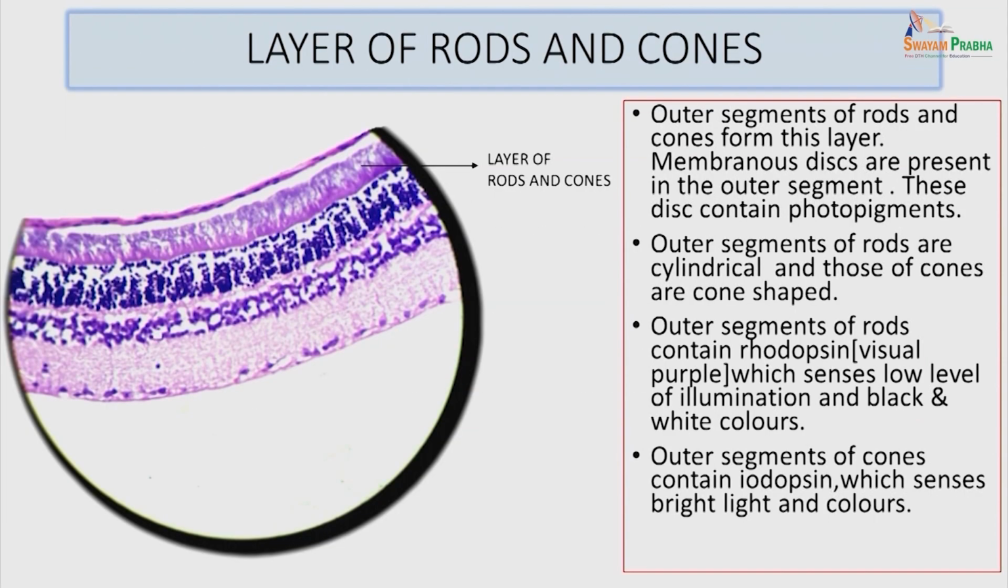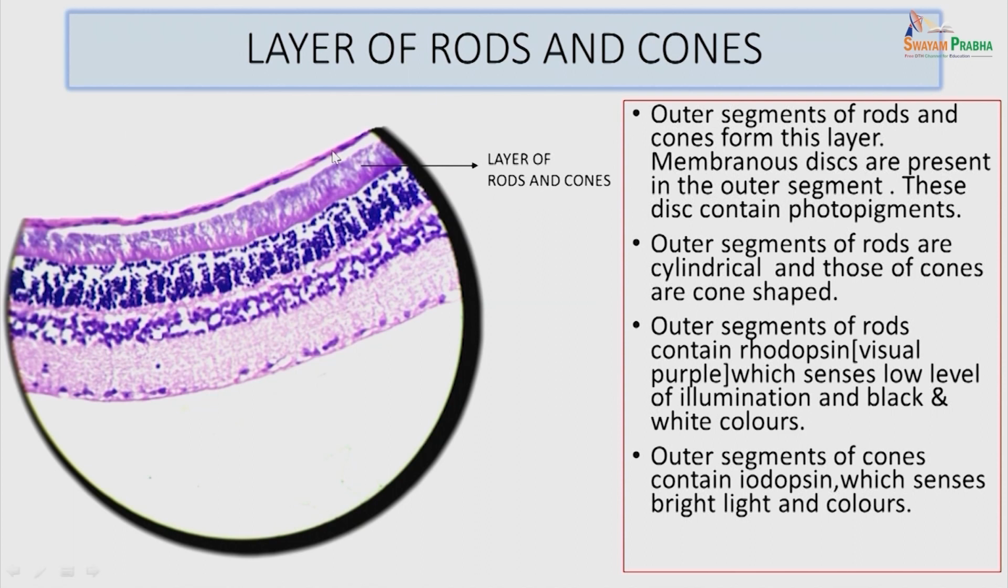Coming to the layer of rods and cones, the outer segments of rods and cones form this layer. Membranous discs are present here. These contain photopigments. Outer segments of rods are cylindrical and those of cones are cone-shaped. Outer segments of rods contain rhodopsin, that is the visual purple, which senses low level of illumination and black and white colors. Outer segments of cones contain iodopsin, which senses bright light and colors.